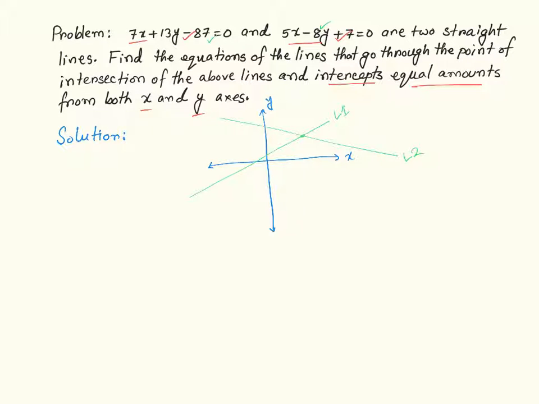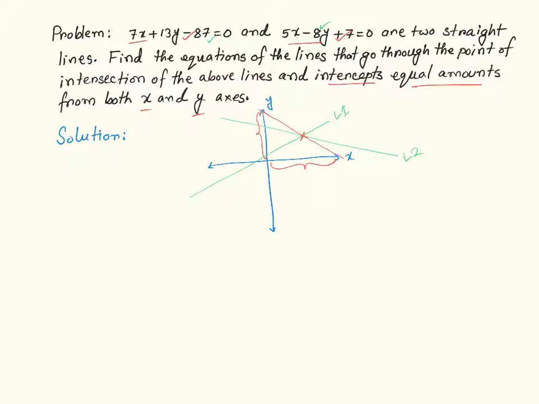Now these two lines intersect at this point. We are looking for the equation of a straight line that's going to go through this red point and is going to intercept equal amounts from the x and y axis. So let me just sketch it. And so what we are claiming is that the length from here to here is going to be equal to the length from here to here. Keep in mind there could be more than one straight line with this property.